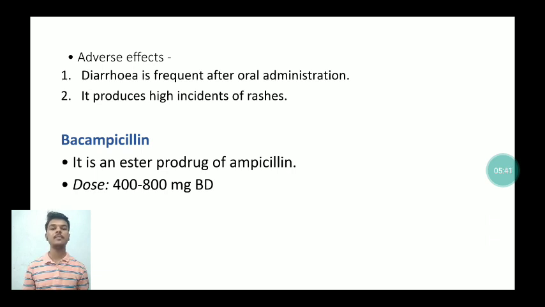The second drug we have is bacampicillin. It is an ester product of ampicillin. It has fewer adverse effects and its dose is 400 to 800 milligram given twice a day.